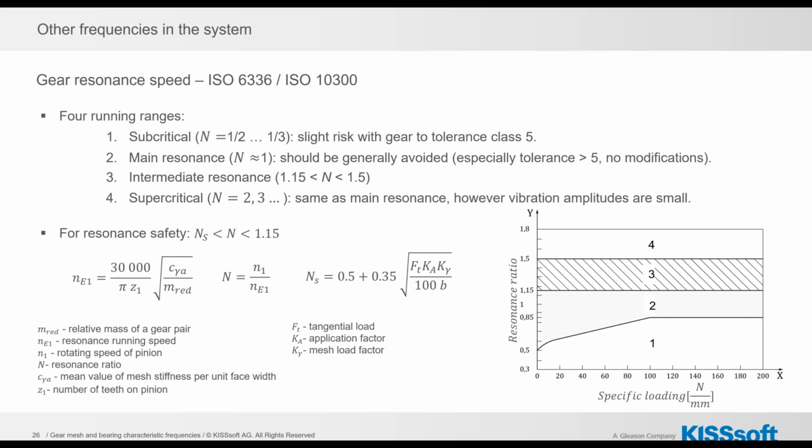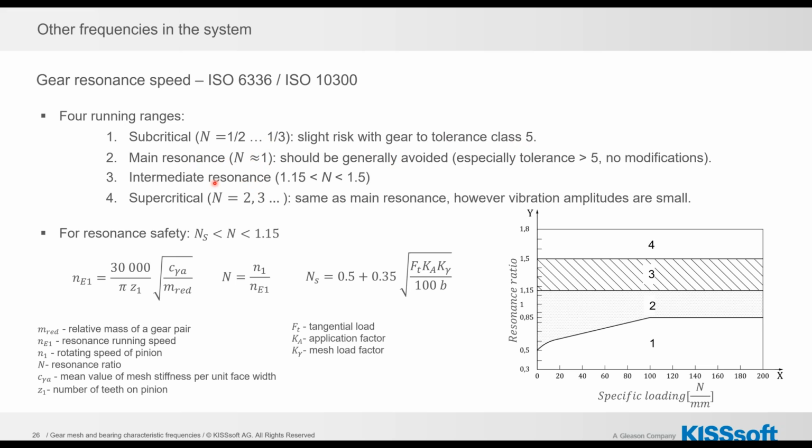Now, according to the ISO standard for cylindrical gears, ISO 6336, or ISO 10300 for bevel gears, there are 4 running ranges for the resonance speed: a subcritical range, main resonance range, intermediate resonance, and supercritical. Now, with some special design where there's some modification on the tooth, or when we have gears that are really precisely made, in the tolerance class below 5, we can also operate in the main resonance. Else we should avoid it.